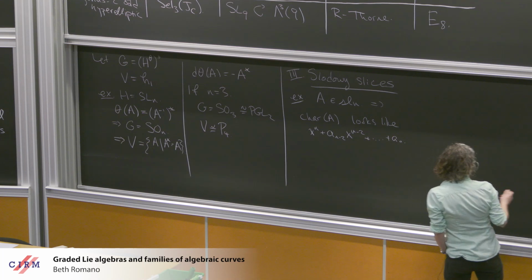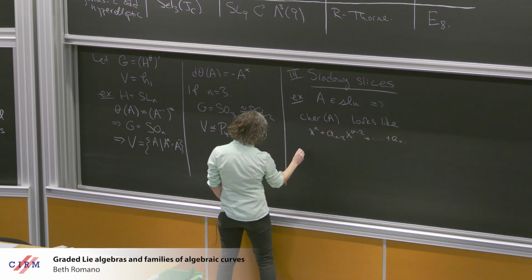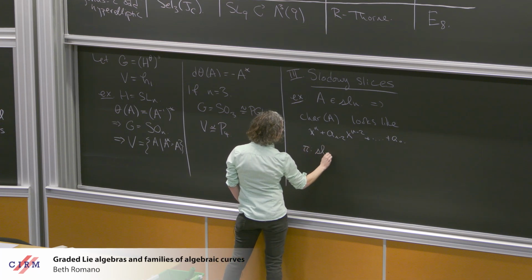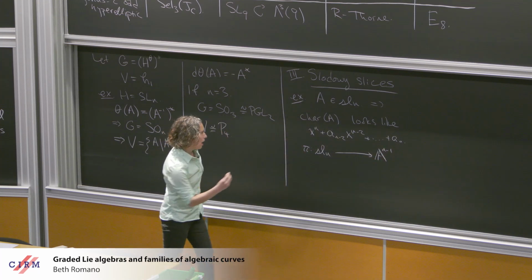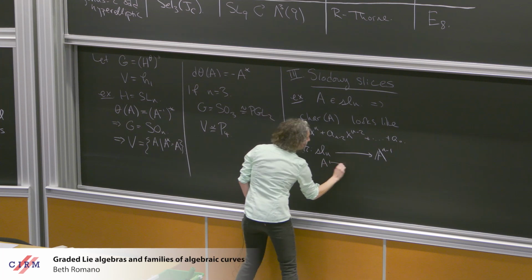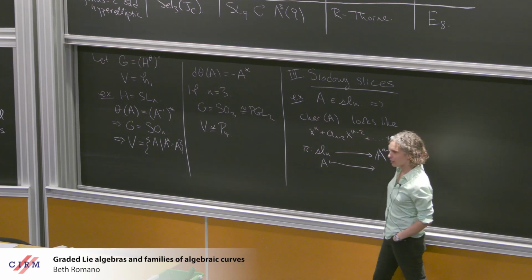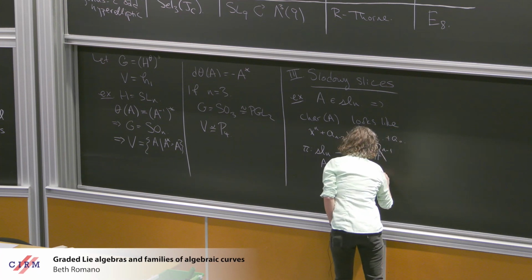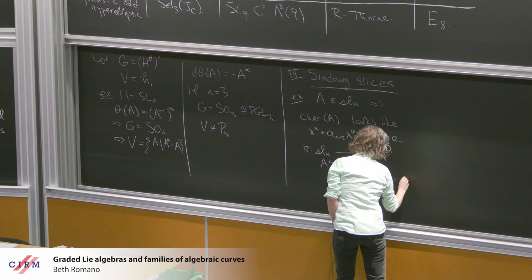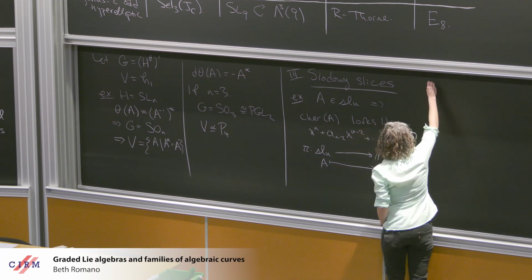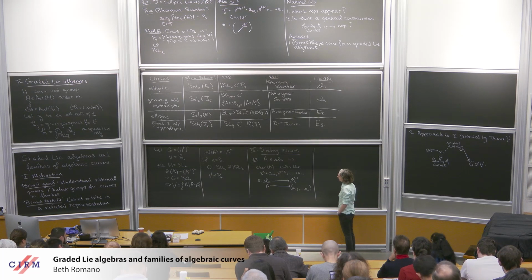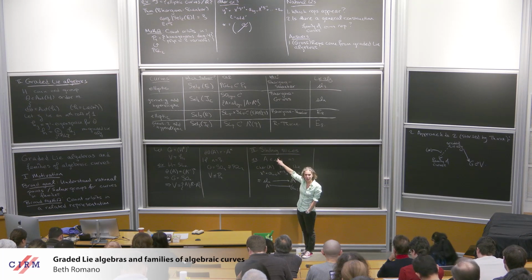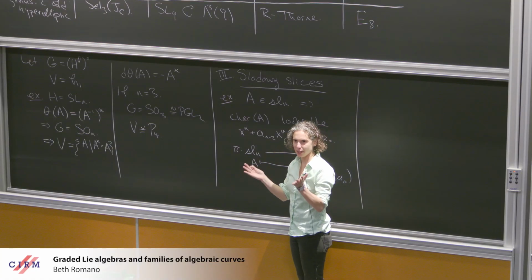So we can define a map pi from SLN to affine n minus 1 dimensional space by taking a matrix A and sending it just to the coefficients of its characteristic polynomial, a_{n-2} down to a_0. Okay. So in the 1970s, this guy Slodowy defined a transverse slice, he called it, of this map.